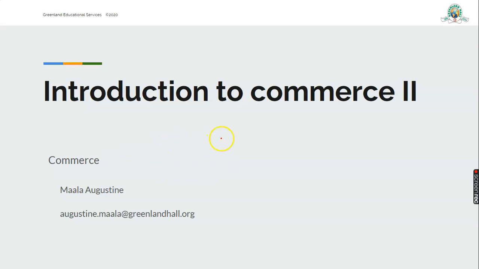We are going to look at the second part of the introduction to commerce. And we are going to discuss this now. Before we start looking at it, get all the necessary materials or things that will enable you to put down some things which you can revisit after this particular class.